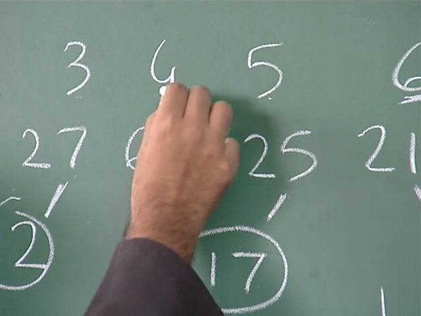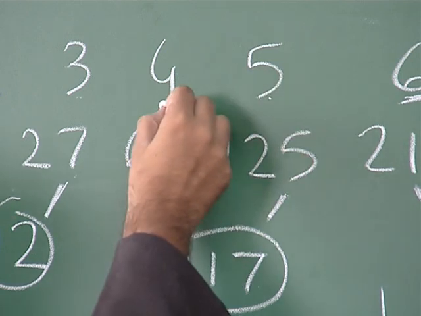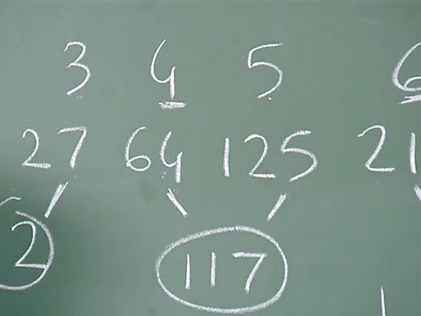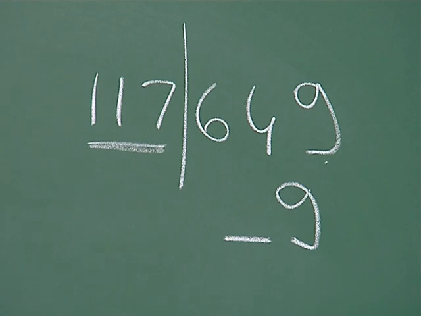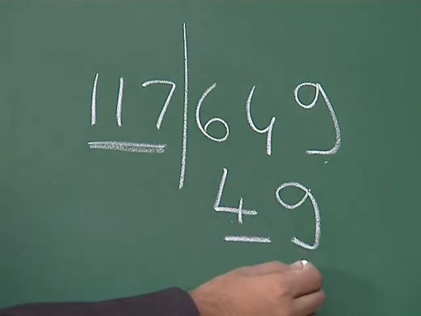Ask yourself, out of 4 and 5, which is the smaller number? We know out of 4 and 5, the smaller number is 4. So I take 4 and fill it in the blank. So my answer in this case will be 4 and 9, 49.